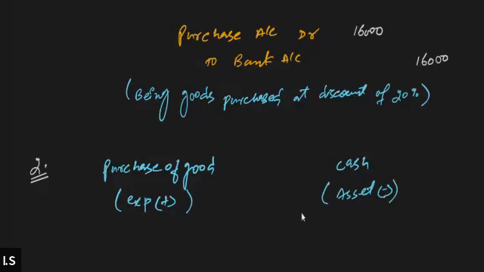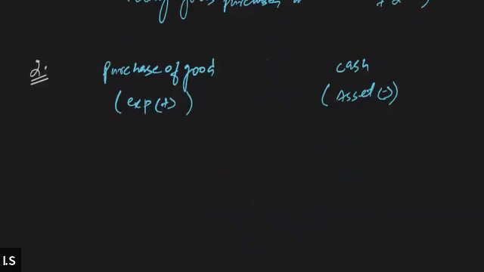Is that clear, everyone? So what about trade discount? There is no effect of trade discount upon the business. So we will simply pass the general entry. Anybody want to help me? What will be the general entry for this transaction? Purchase account debit to cash account. Right. Purchase account debit to cash account.